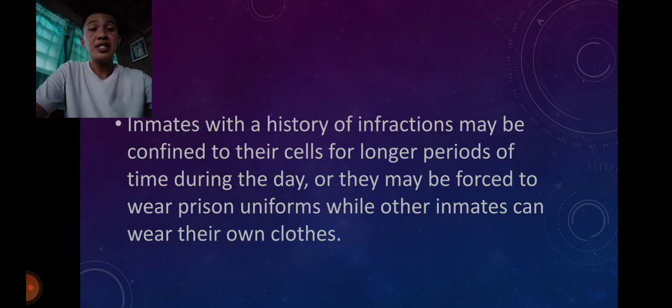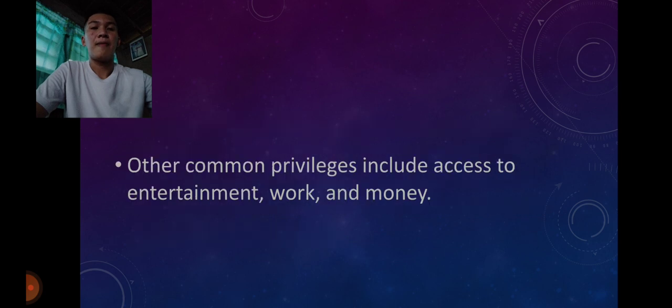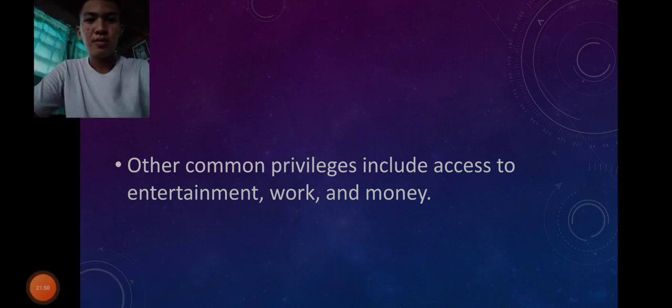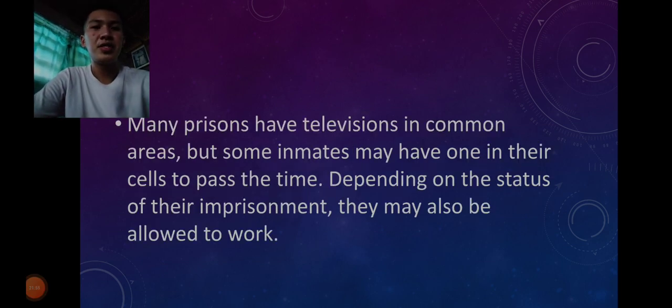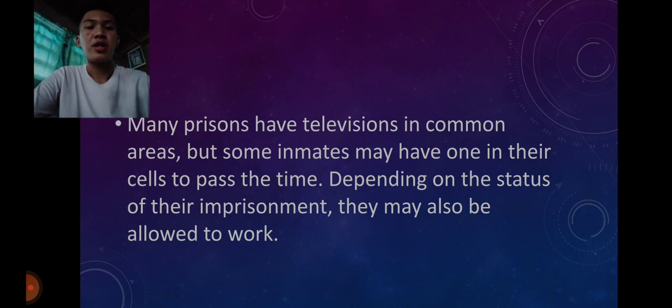Inmates with a history of infractions may be confined to their cells for longer periods of time during the day, or they may be forced to wear prison uniforms while other inmates can wear their own clothes. Other common privileges include access to entertainment, work, and money. Many prisons have televisions in common areas, but some inmates may have one in their cells to pass the time, depending on the status of their imprisonment. They may be also allowed to work.